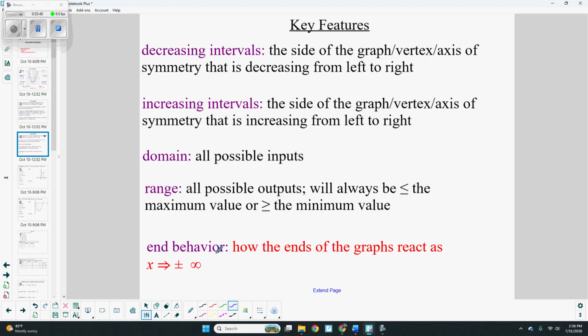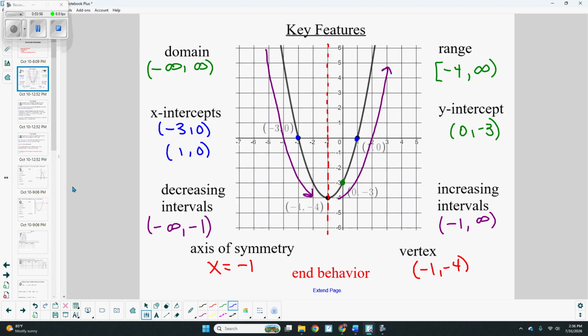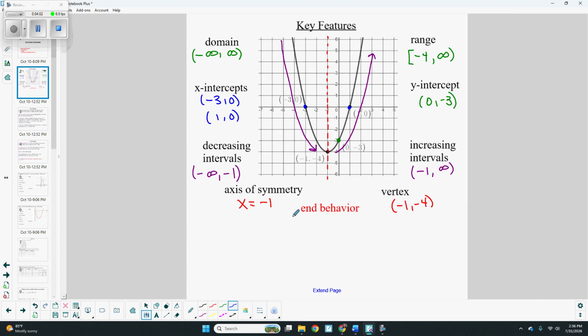The last thing we're going to talk about is end behavior, and that's how the ends of the graph react as x goes to either positive or negative infinity. So really, what happens on the left side of the graph, and what happens on the right side of the graph. It's often written: f of x does what as x goes to the left, to -infinity, and f of x does what as x goes to +infinity.